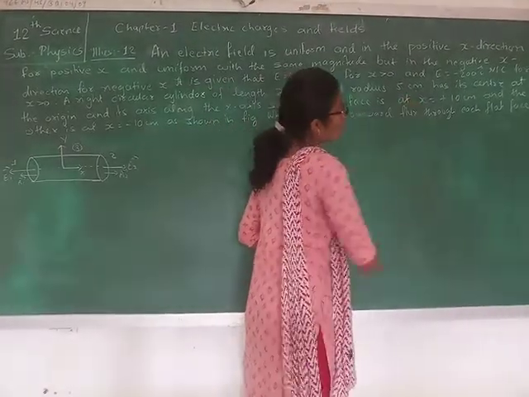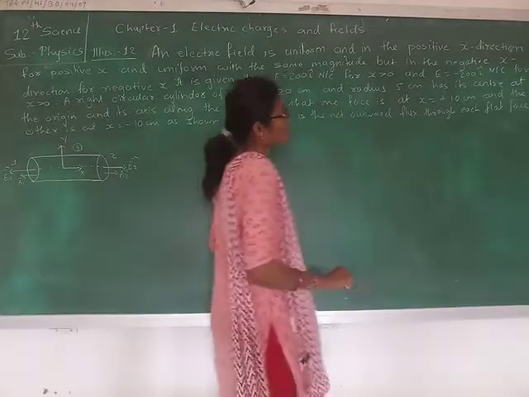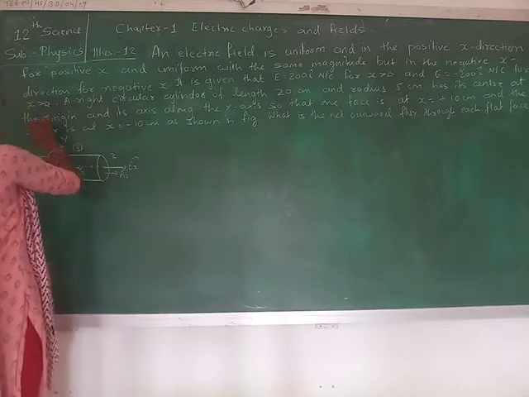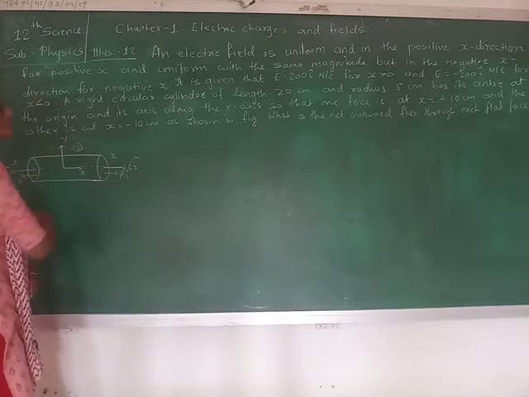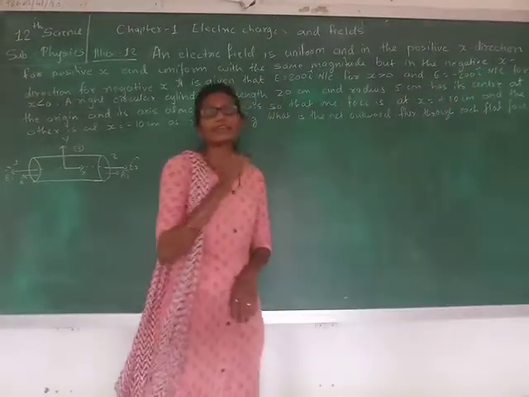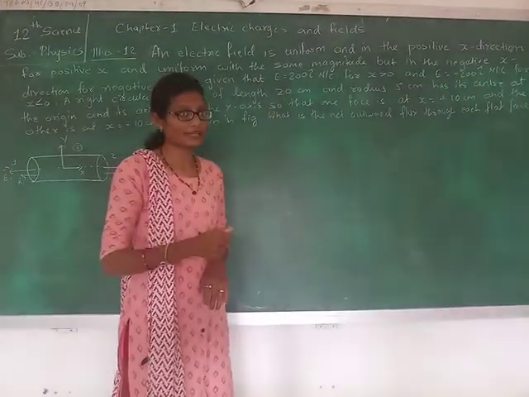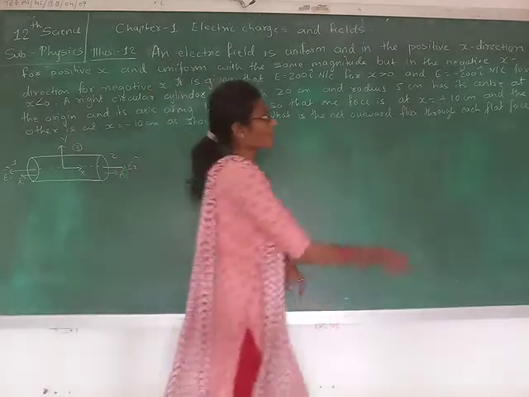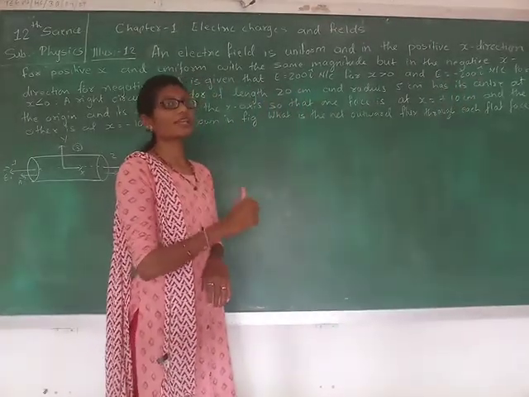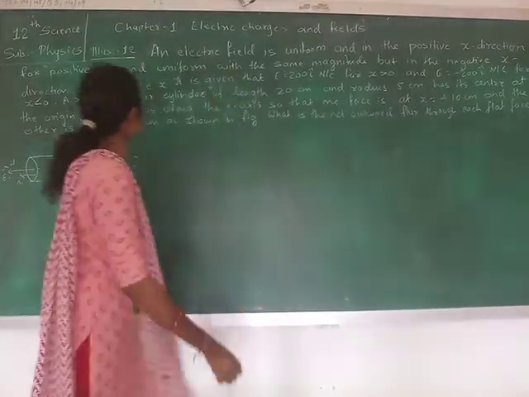And E equals minus 200 i cap Newton per coulomb for x less than 0. Here it is x less than 0. Here you can see that magnitude is 200. Here the minus sign denotes the negative direction, opposite direction. That is minus i cap. That means this electric field is along the negative x-axis.